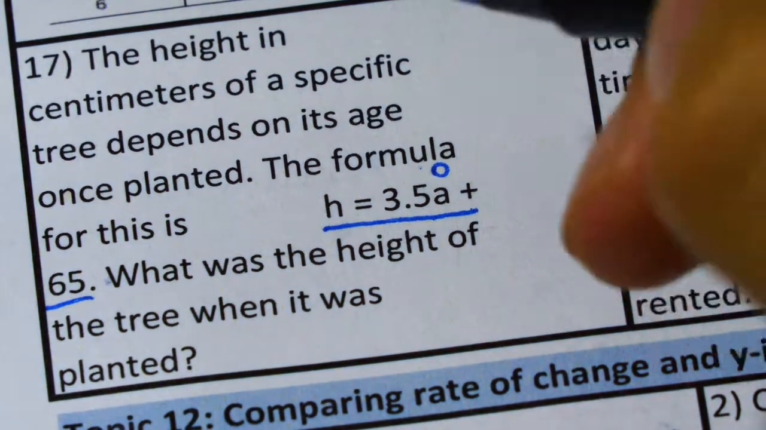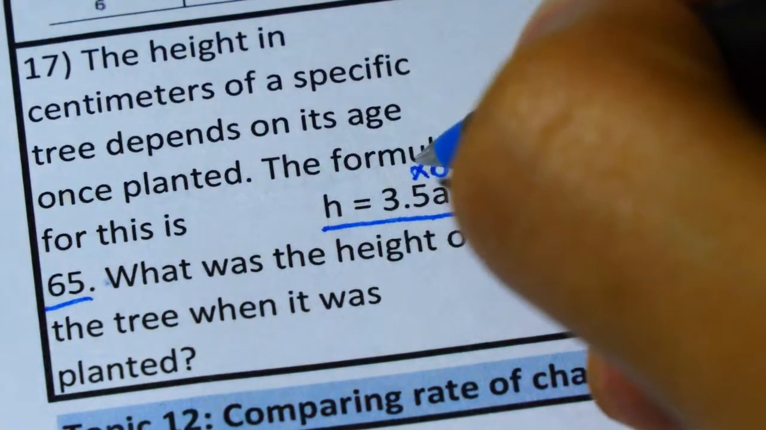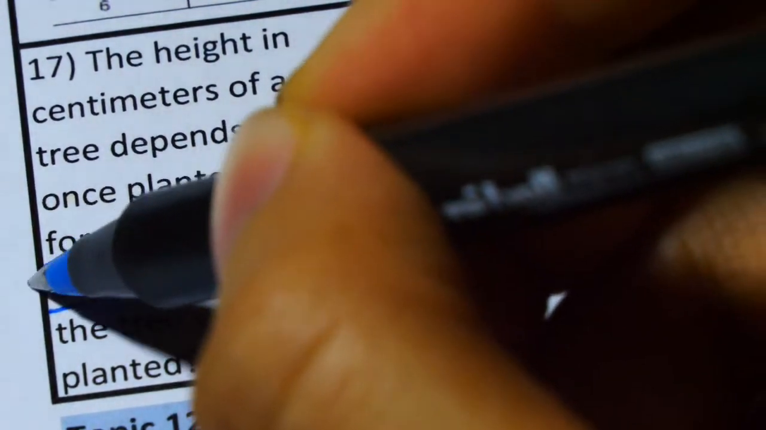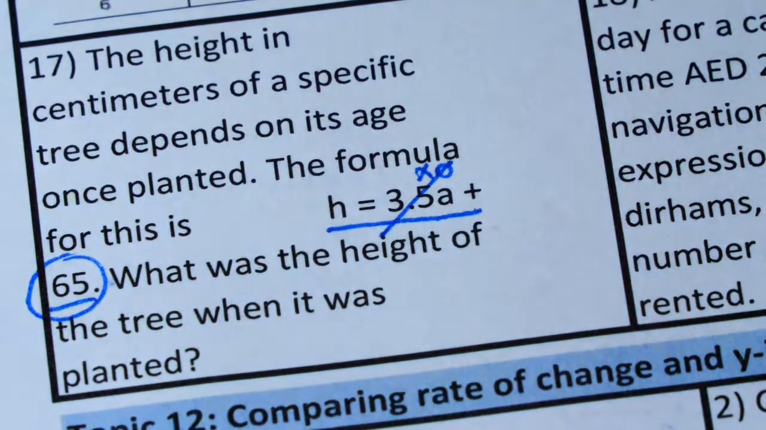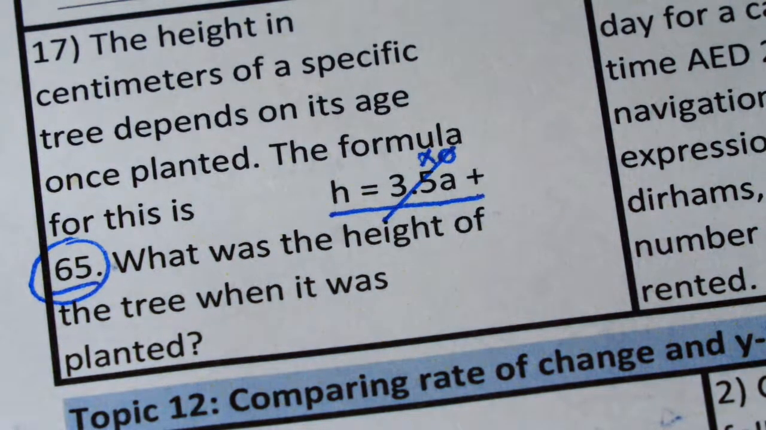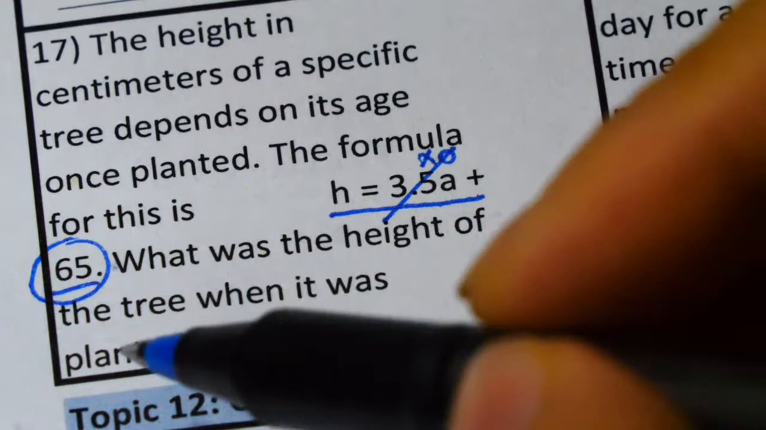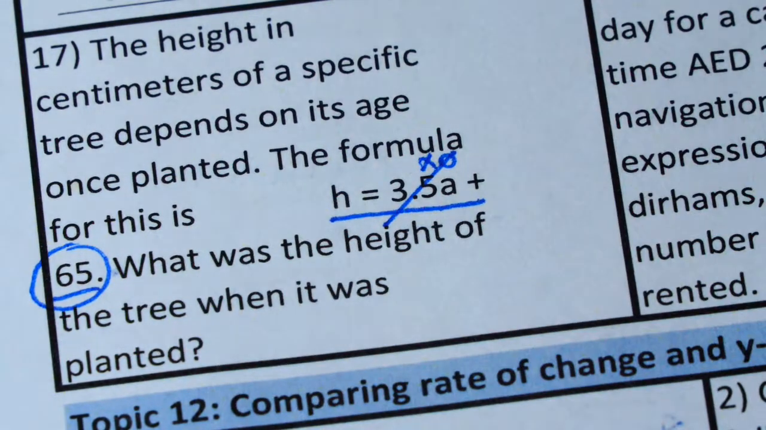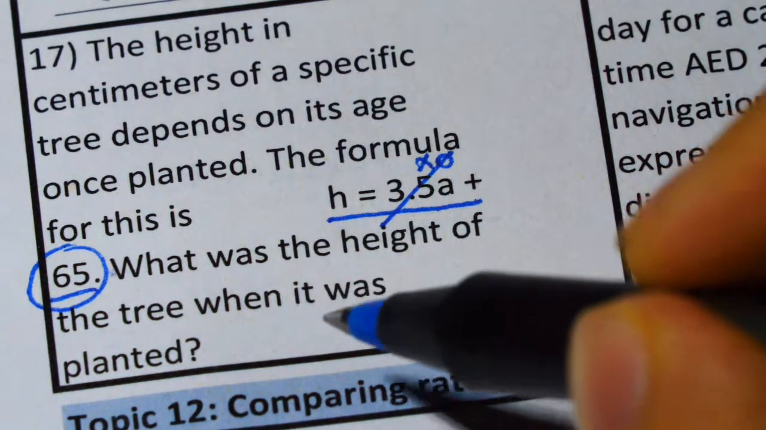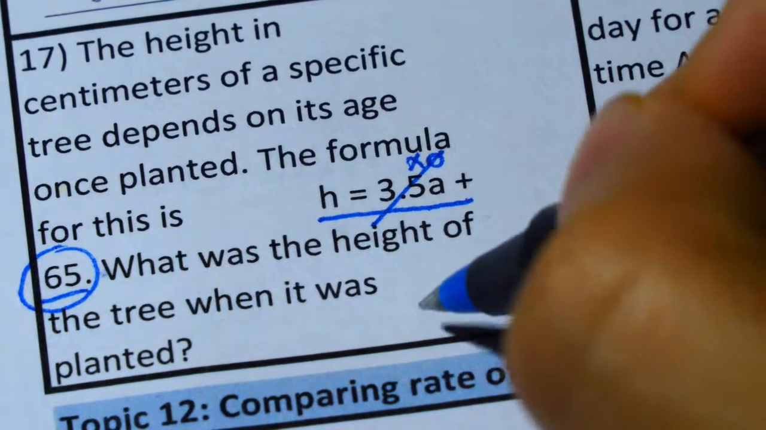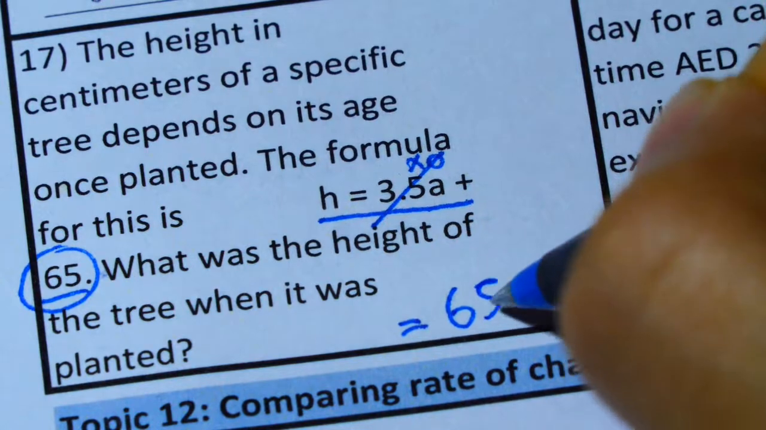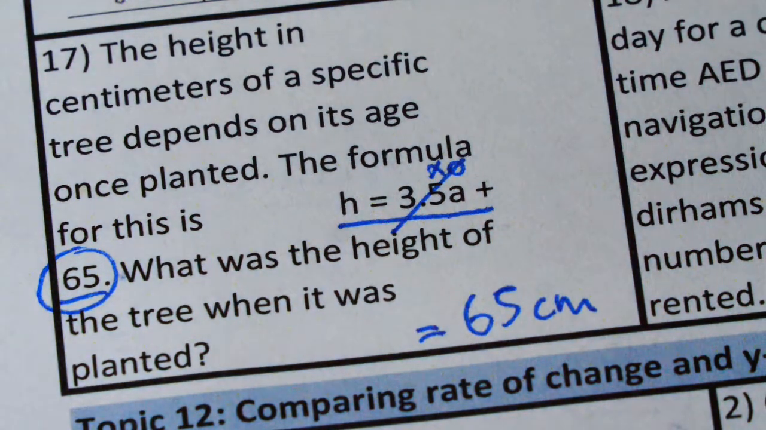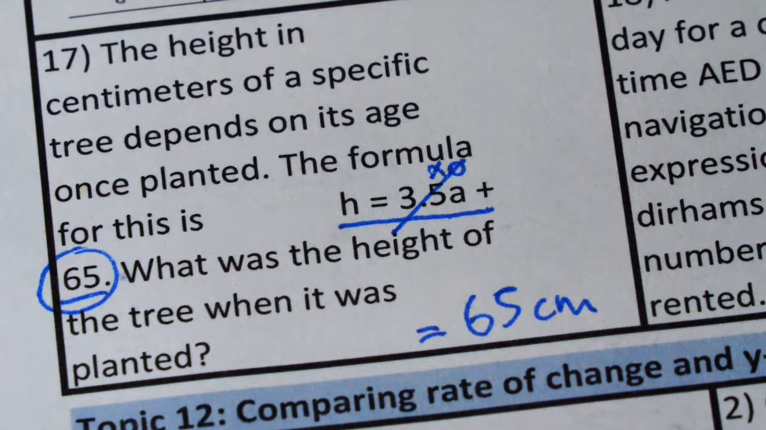so 3.5 times 0, it just becomes 0. We are actually looking at the y-intercept, the initial height, the initial value. So when x is 0, y is 65, or h is 65. So the height of the tree when it was first planted was 65 centimeters. Okay, it's asking you for the y-intercept.